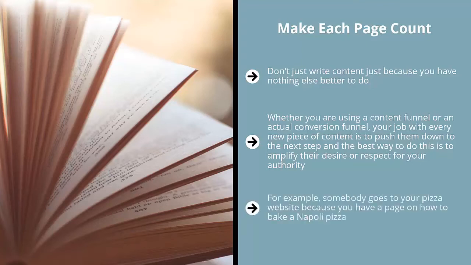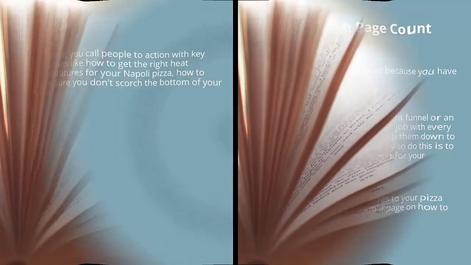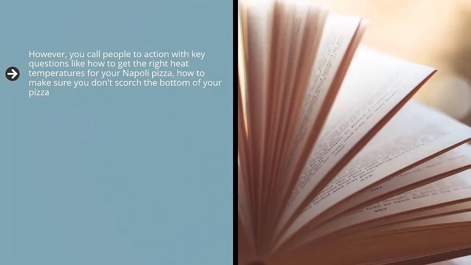For example, somebody goes to your pizza website because you have a page on how to bake a Napoli pizza. So, your first page lays out information regarding what a Napoli pizza is and a basic recipe. Pretty straightforward. However, you call people to action with key questions like how to get the right heat temperatures for your Napoli pizza, how to make sure you don't scorch the bottom of your pizza. In other words, you start with general information that clues people in. That's what they are looking for.